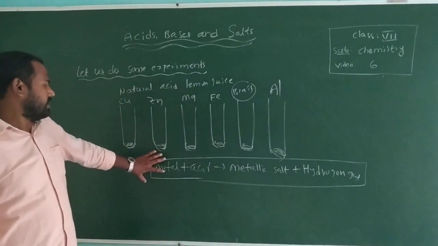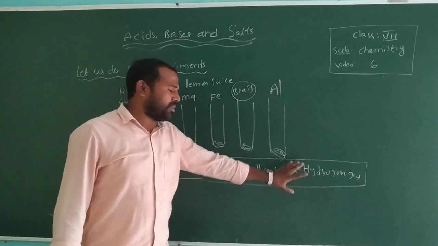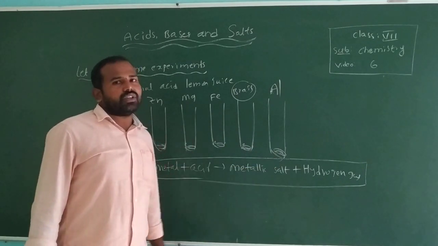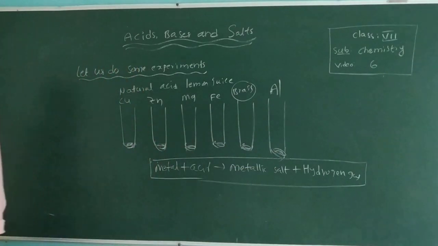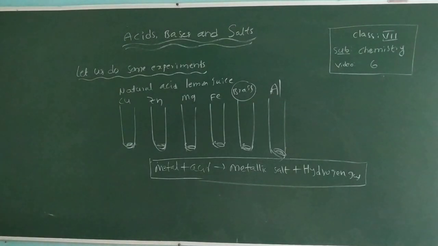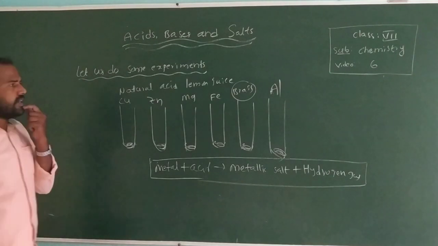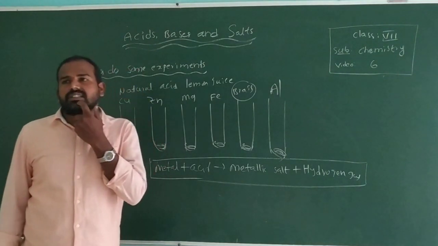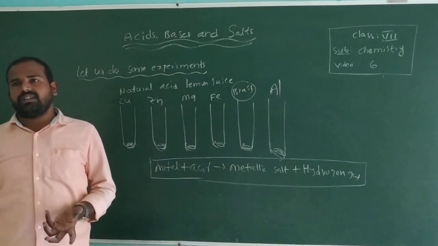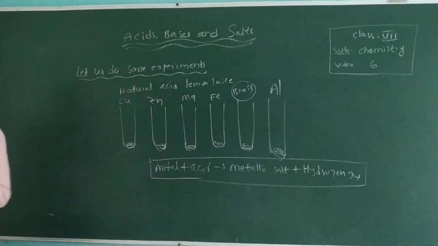But the general equation is metal plus acid gives metallic salt plus hydrogen, for all the remaining metals. So in this experiment what we need to conclude is, whenever metals are added to the acids, generally they can release hydrogen gas. What is your observation, they asked there? So that observation, some gas was released. Which kind of gas is it? We need to test that gas.